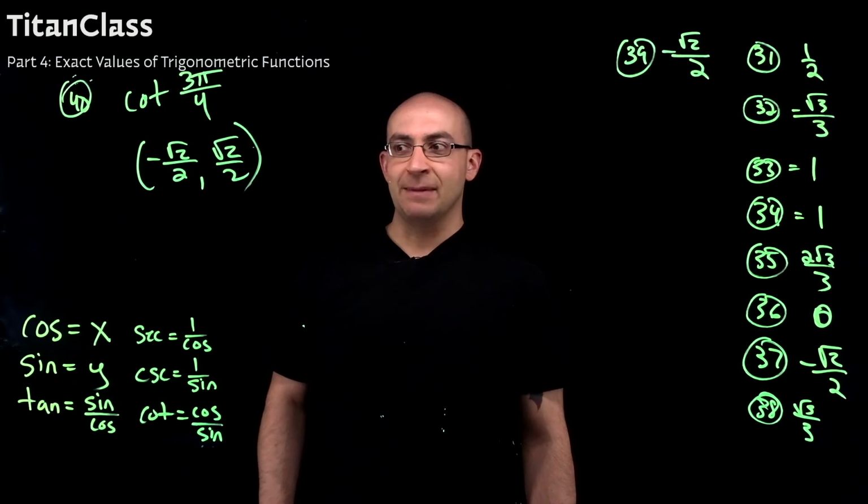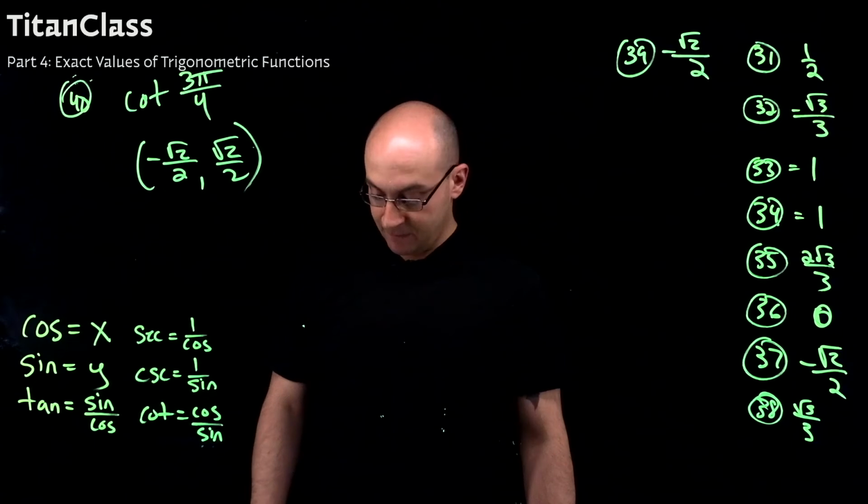Cotangent is cosine divided by sine. Well, anything divided by itself is 1. And there's a negative in part of that. So my answer is negative 1.